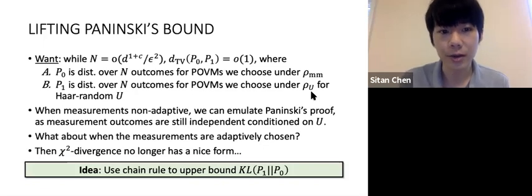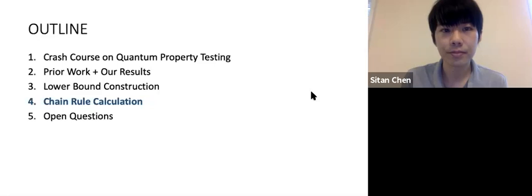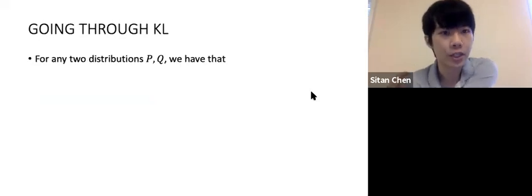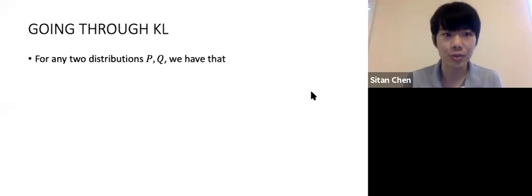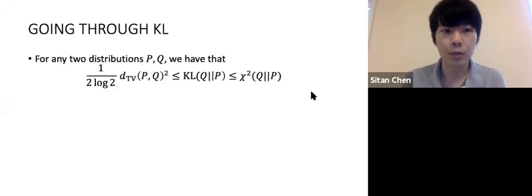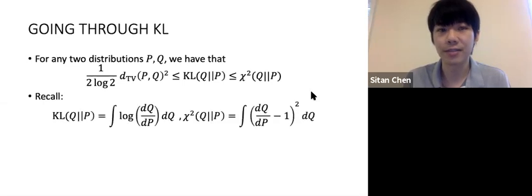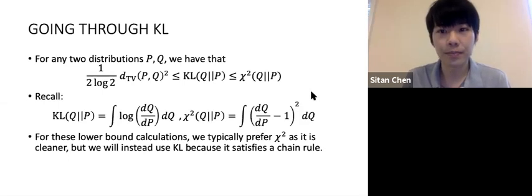Okay, so let me now describe this calculation. To use the chain rule, obviously we're going to have to go through some notion of distance which satisfies the chain rule. So we're going to work with actually KL instead of chi-squared. Recall KL and chi-squared are defined as follows. And so let's dive into the chain rule calculation.